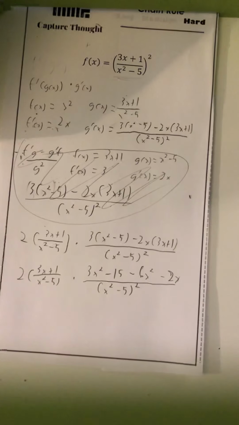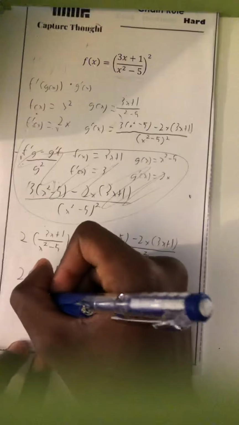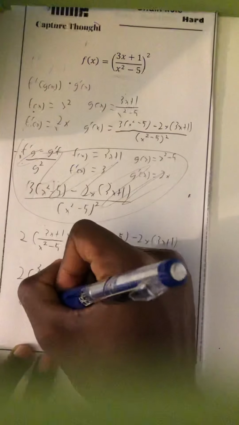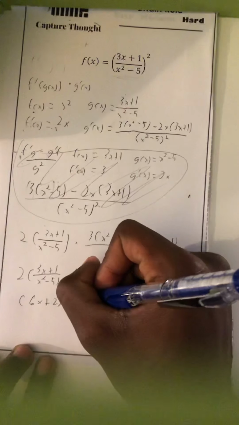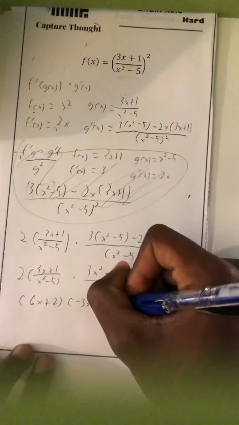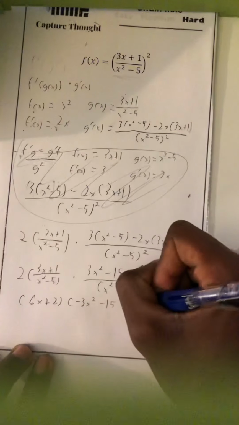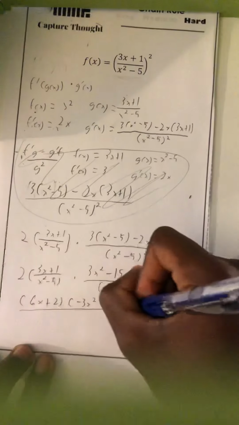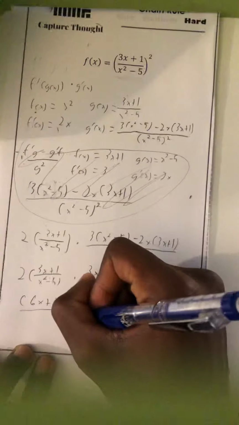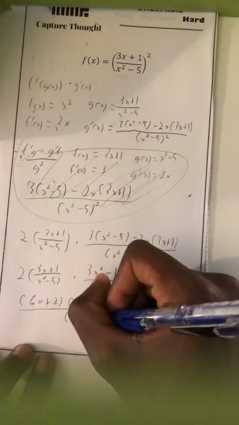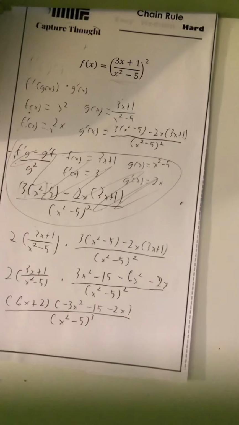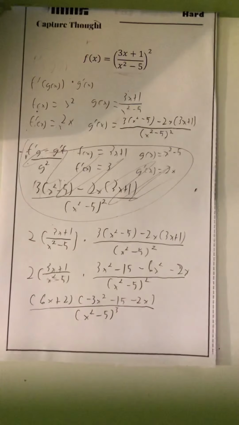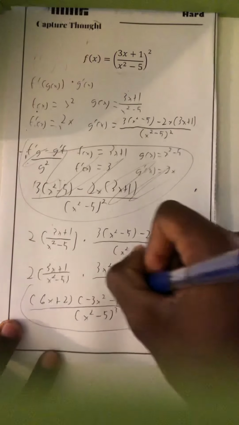And then once we do all of the math, we get to the answer of 6x plus 2 times negative 3x squared minus 15 minus 2x, all over x squared minus 5 to the power of 3. So this is a pretty big problem, but we did do it, and this is our final answer.